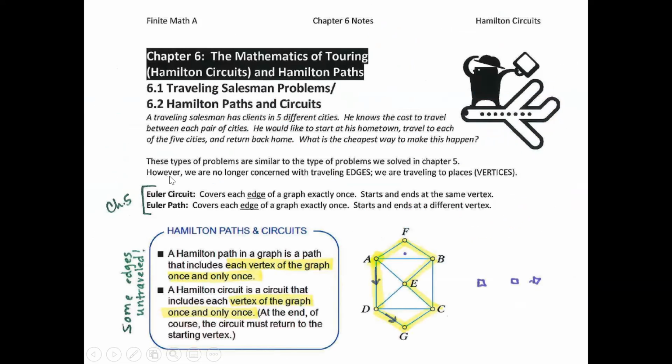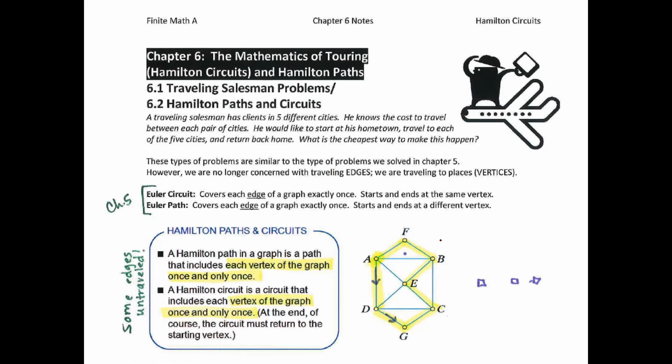Keep in mind that when we talk about the Euler circuit, it covers the edges of the graph exactly once, and the Euler's path covers the edges of the graph exactly once, but it starts and ends at different points. On the other side, a Hamilton's path is a path that includes each vertex of the graph once and only once. So you're just meeting each point once and only once. And the circuit is a Hamilton's path that also starts and ends at the same point.